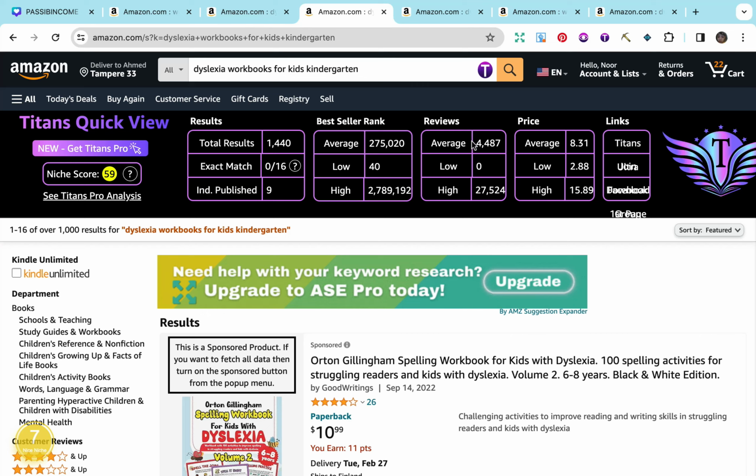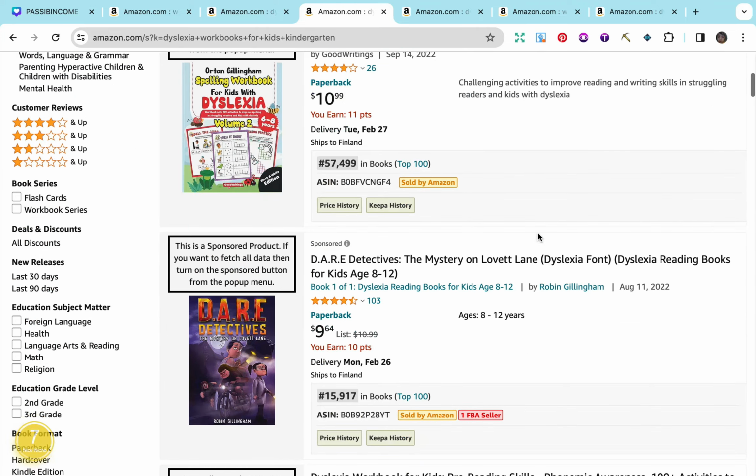Average reviews are a whopping 4,487, indicating that the majority of the customers are willing to engage, whether in a negative or a positive way, to put in the reviews, to put in the star system ratings, to put in their opinion about the book and what it means for them, and how it has helped them, or how it has kind of let them down, whatever way you're looking at it. Also, the average price is $8.31, which is nice to see.